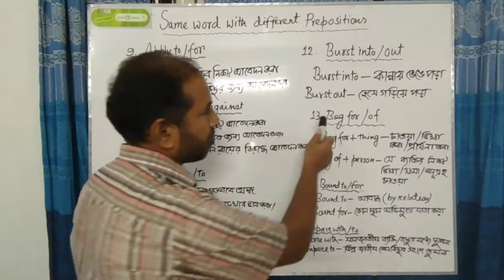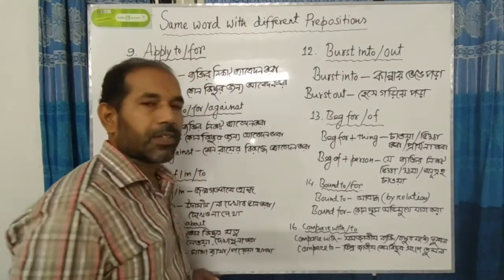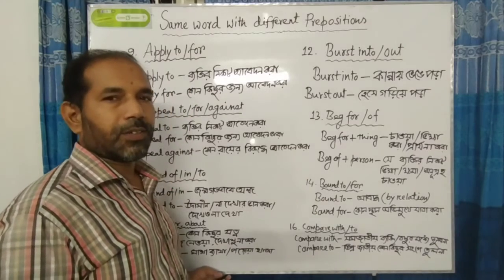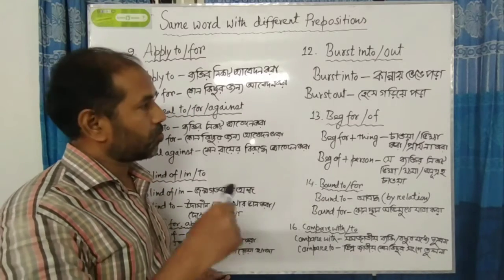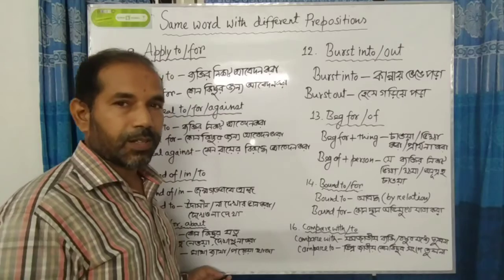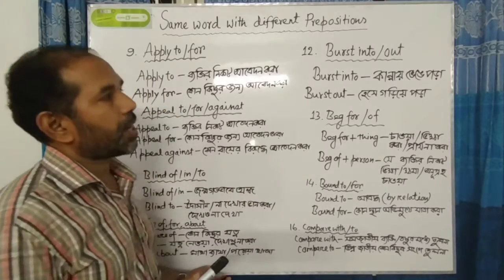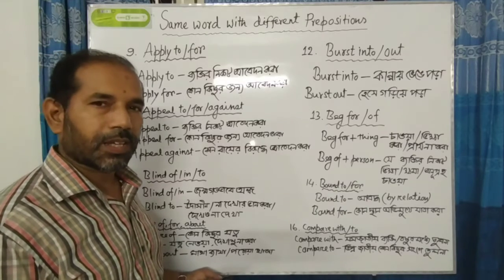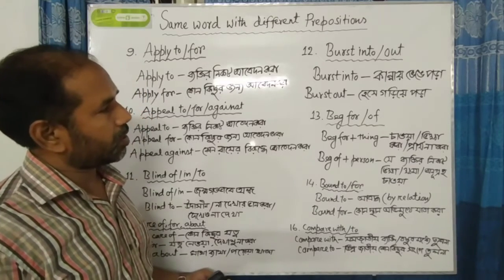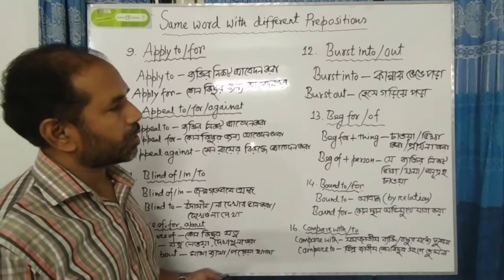And burst out means হেসে গড়িয়ে পড়া. She burst out laughing. You have to use these two prepositions in your sentences. So at first you have to know the Bengali meaning of burst into, burst out.